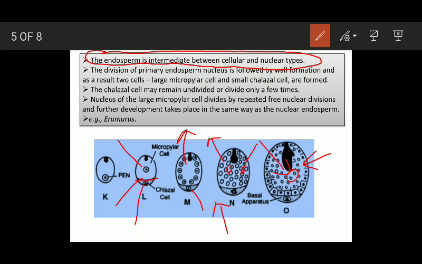यहाँ पे जो cell wall पहले ही बनता है, it is same as what happens in cellular endosperm formation. यहाँ पे जो बहुत सारे nuclei बनते हैं and then cell wall formation takes place at the end, this is very much similar to the nuclear endosperm formation. That is why this is regarded as the intermediate between nuclear and cellular types.